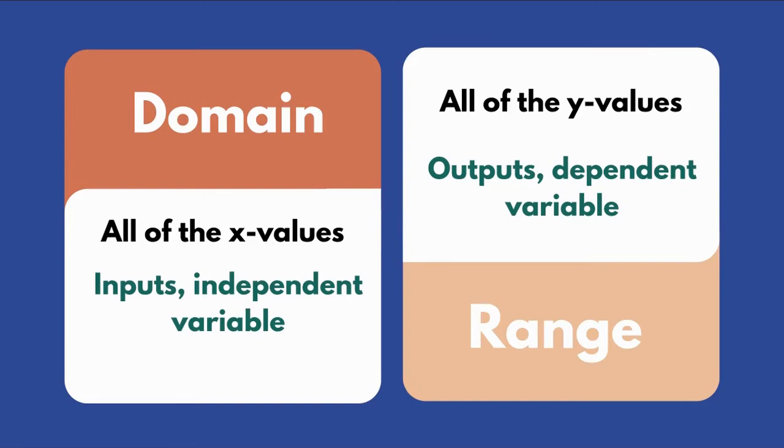Okay, so our next learning target talks about domain and range. Domain refers to all of the x values in a function. And some other things that we say for domain are that they are the inputs or the independent variable. Our range is all of the y values of a function. And some other words we use for that are outputs or dependent variable.